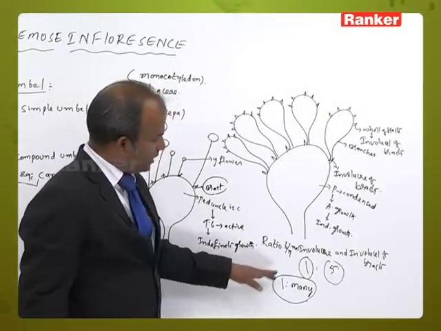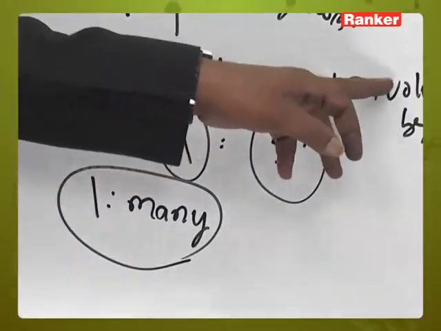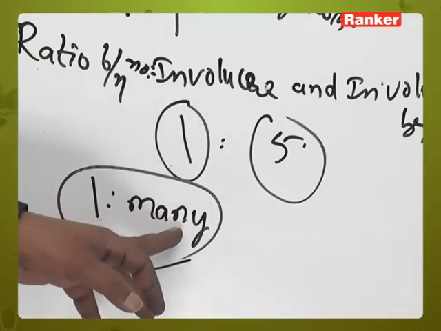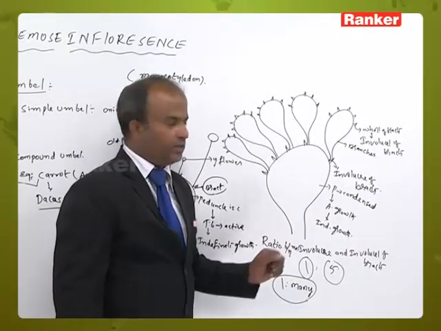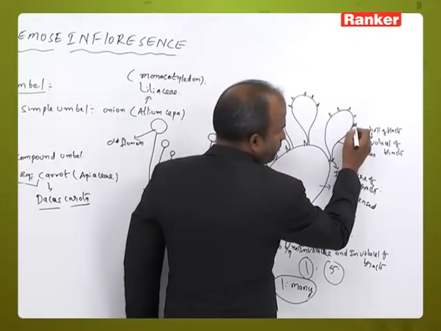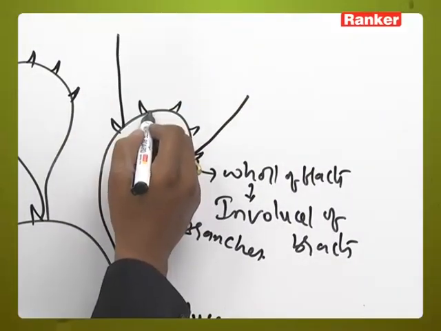But generally in compound umbel, the ratio between involucre and involucels is that the involucre shows only 1, whereas involucels are many. Now each bract of the involucel develops numerous pedicellate flowers.